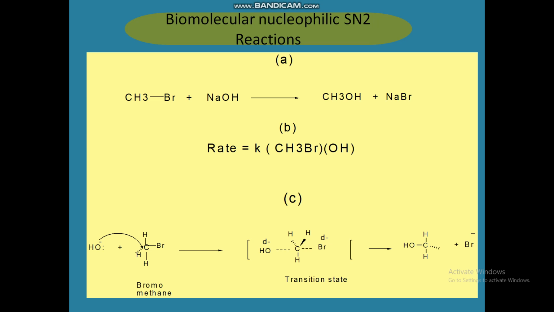In the formation of the transition state, partial bond formation takes place between carbon and hydroxide, and partial bond cleavage takes place between carbon and bromine. The transition state ultimately decomposes to give alcohol as the final product along with the bromide ion.